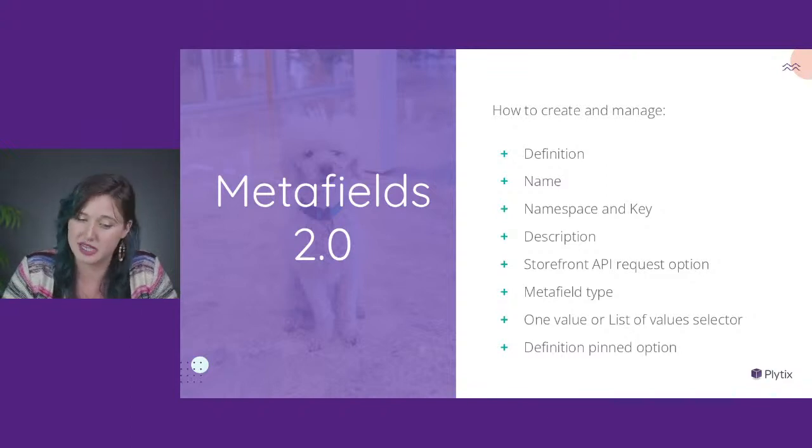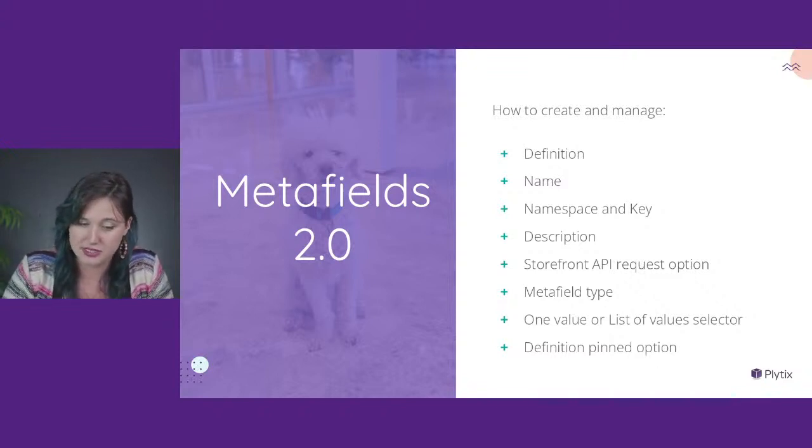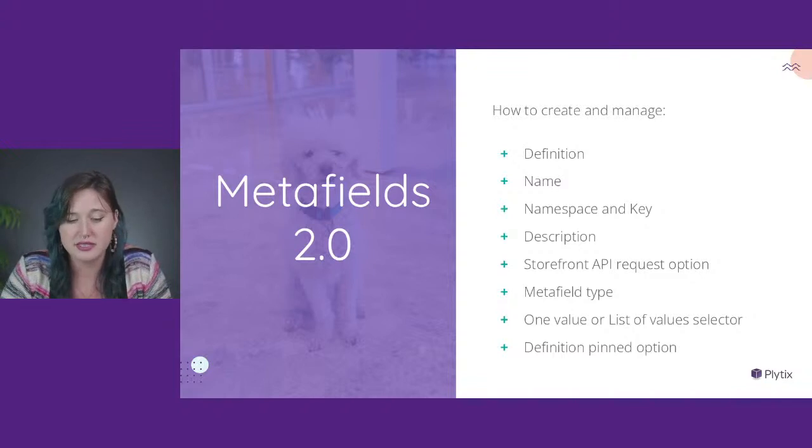The metafield type. This is basically what type of metafield you'll be using. We need one value or a list of values, so you can use the selector to determine which type of information will be displayed in your metafield. And then finally, the definition pinned option. So this will determine if our metafield definition will be displayed in the dashboard product page.